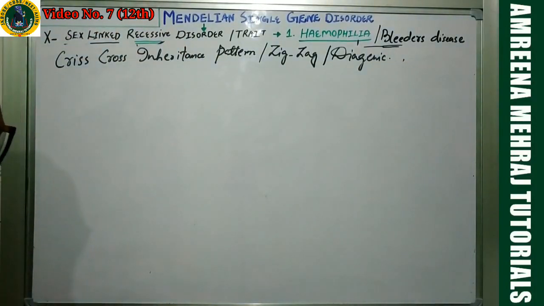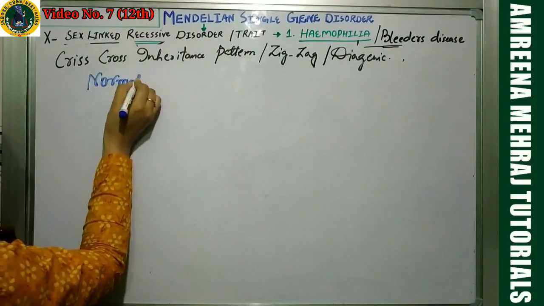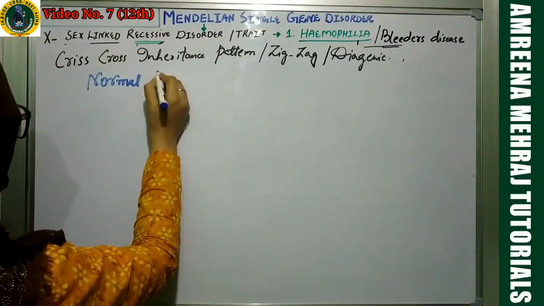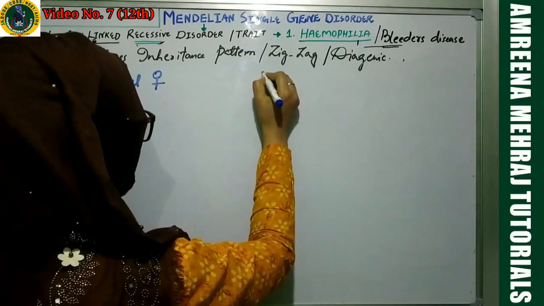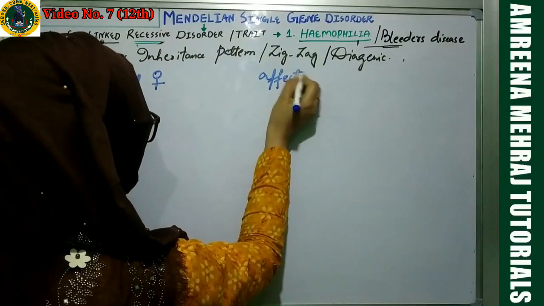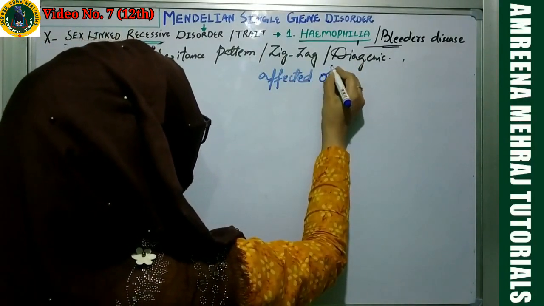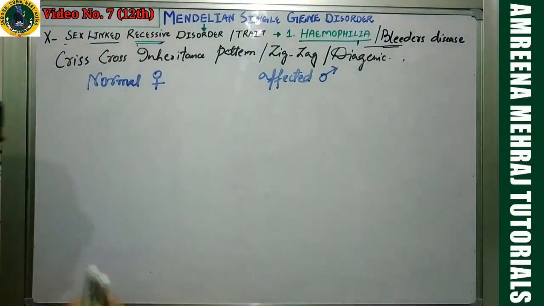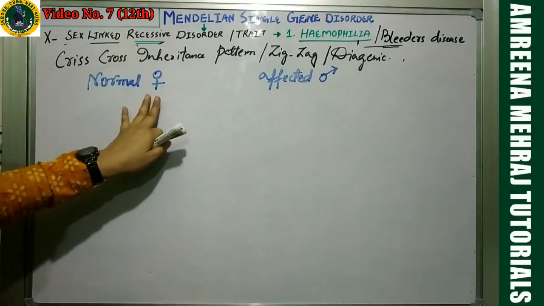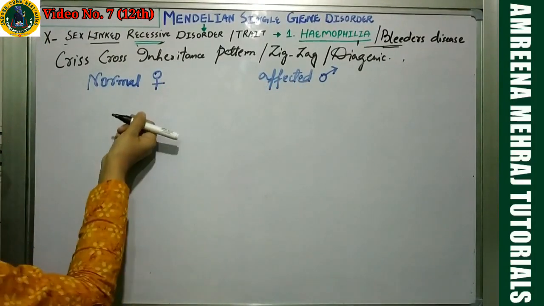For making you understand in a simpler manner, let me take a normal female for the first thing. Normal female I'll take, and I will take an affected male. This is generally how you will be made to understand. Books will also show you in the same manner. So I'll go according to that. Okay. Now you just give me the genotype.